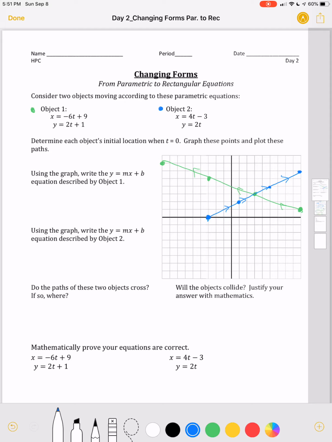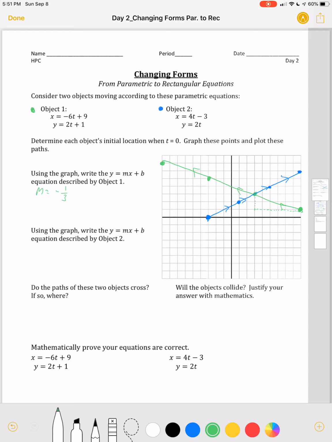Alright, so let's see. Using the graph, write y equals mx plus b equation for object number 1. That was the green one. Well, I can just look at the graph. Now remember, while the object itself is moving to the left, we always read a graph from left to right. So when we pick one of these points, for my slope, if I was just using the graph itself, I would go down 2 and then right 6. So my slope, my m, down 2 and right 6, is going to be negative 2 over 6, which reduces to negative 1/3.